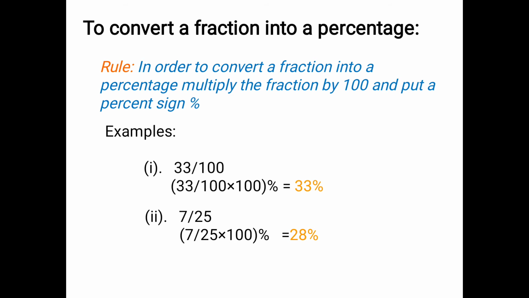25 ones are 25 and 25 fours are 100. Okay, so only 4 alone we have to simplify. So 7 fours are 28. Okay, so coming to the next slide.